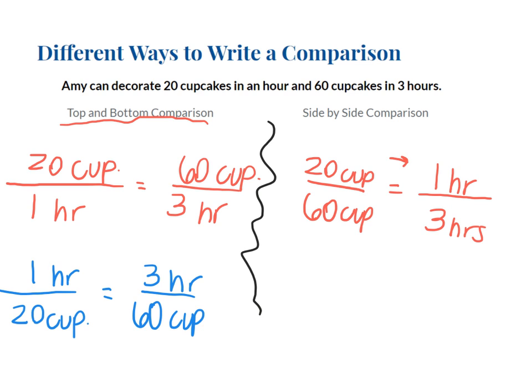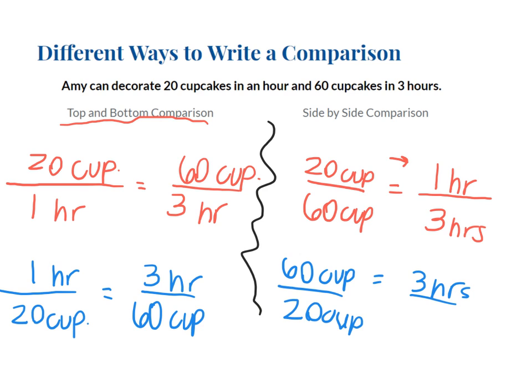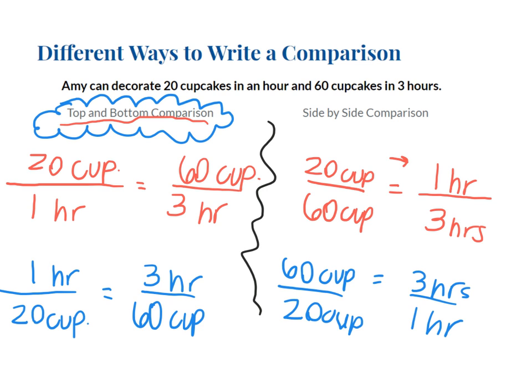Again, if you wanted to, you could flip this upside down and say 60 cupcakes takes 3 hours. And then on the bottom, you could have 20 cupcakes takes 1 hour. Ideally, the easiest way to write your comparison will be using the top and bottom comparison, but know that you can also make your comparison using the side-by-side option.